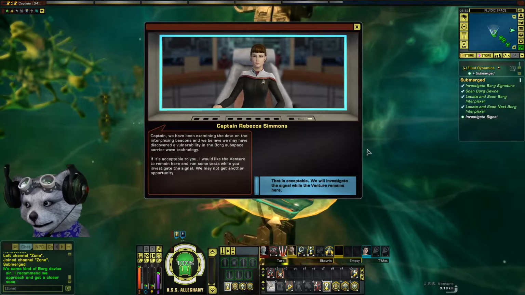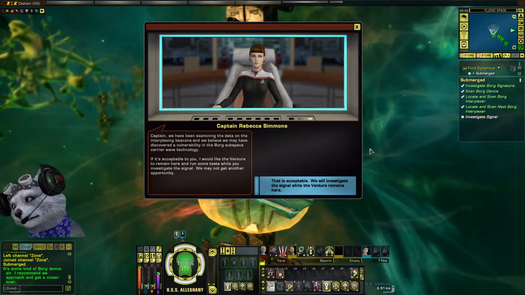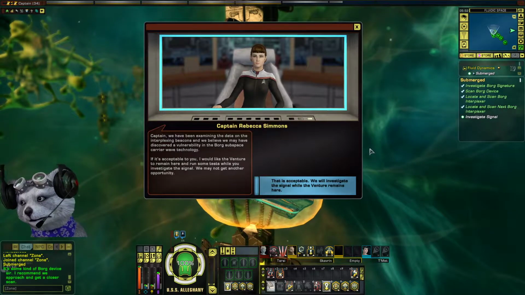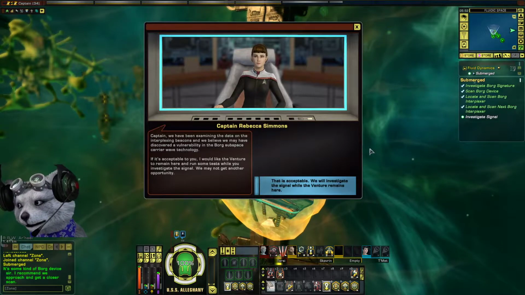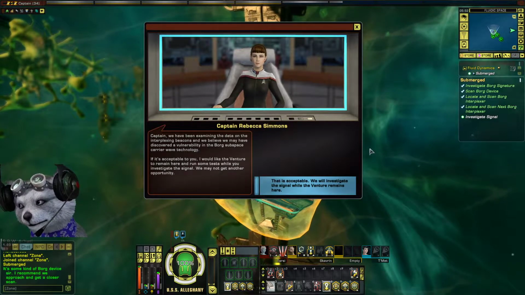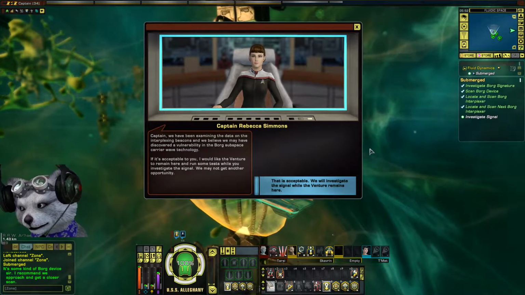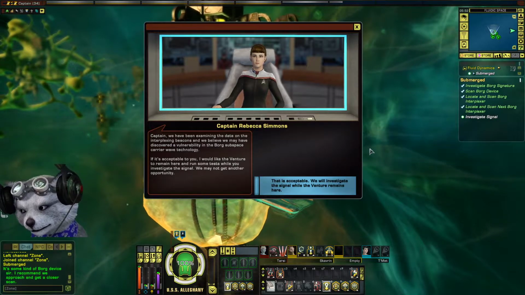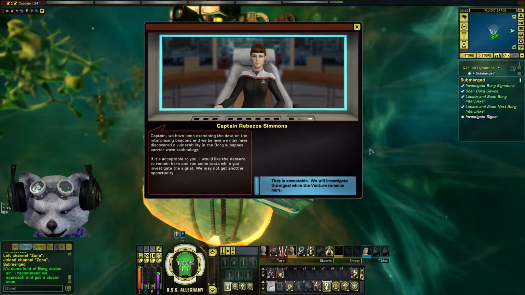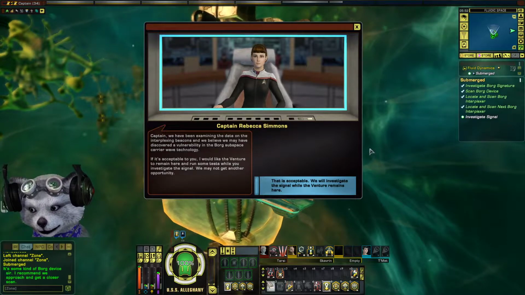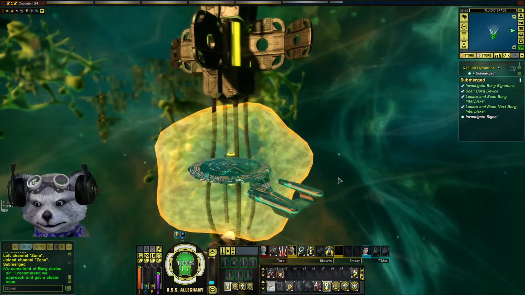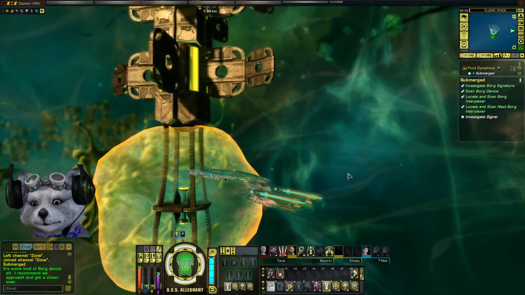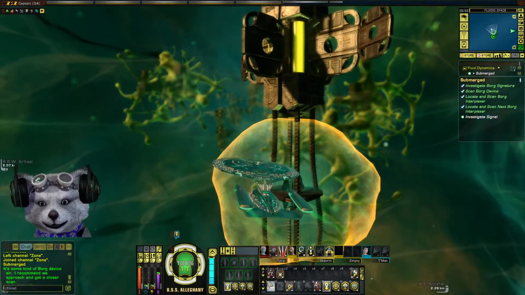We've been examining the data on the interplexing beacons, and we believe we may have discovered a vulnerability in the Borg subspace carrier wave technology. If it's acceptable to you, I would like the Venture to remain here and run some tests while you investigate the signal. We may not get another opportunity. That is acceptable. We will investigate the signal while the Venture remains here.